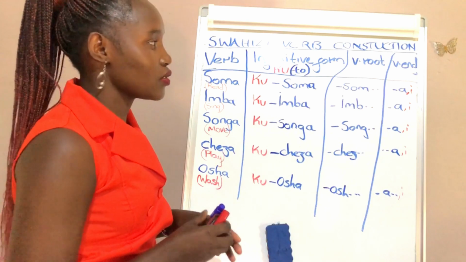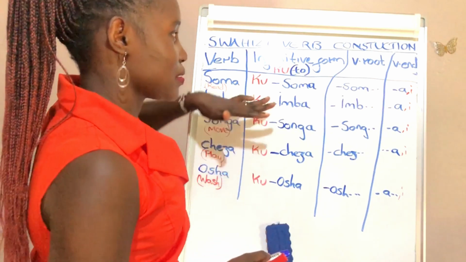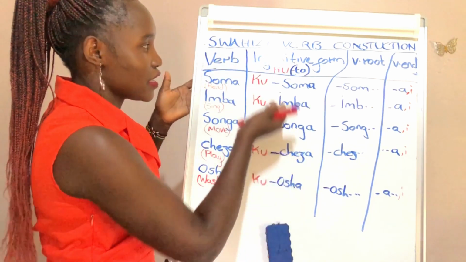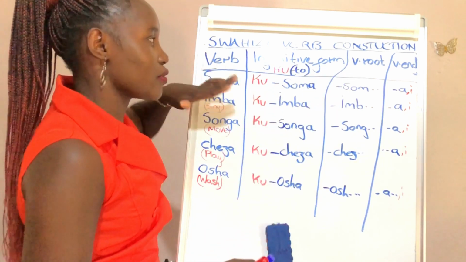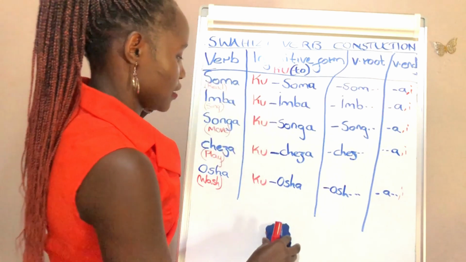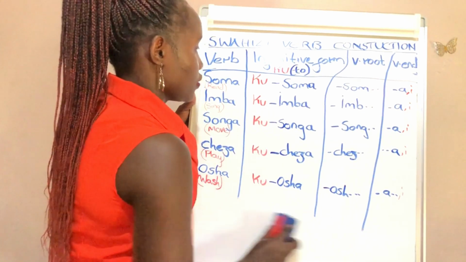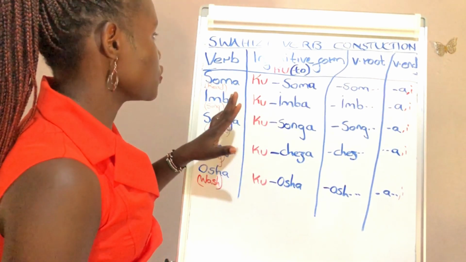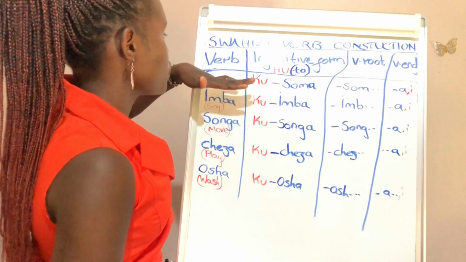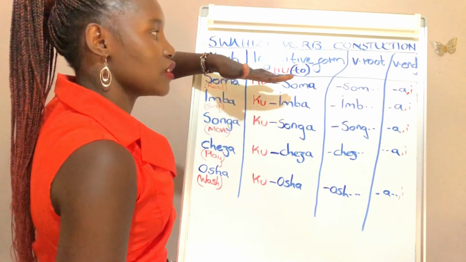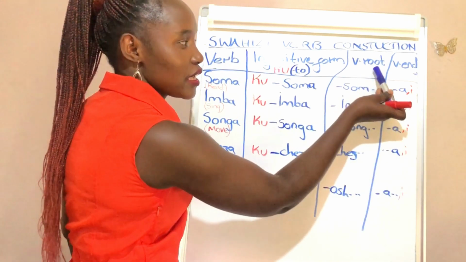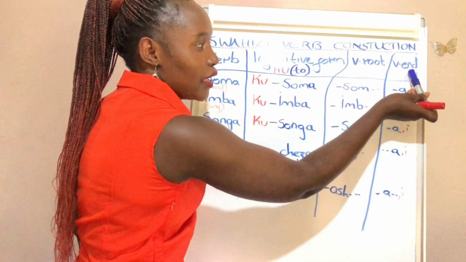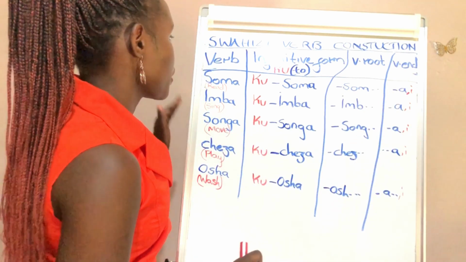Alright, so let's continue. As you see, the board has changed. We have already rubbed off the other ones, and now we are here to focus on the verb construction itself. So we said, points to note, to construct a verb, you need a verb itself, you need its infinitive form, you need the verb root, and we need a verb end. So let's see how we can do this.